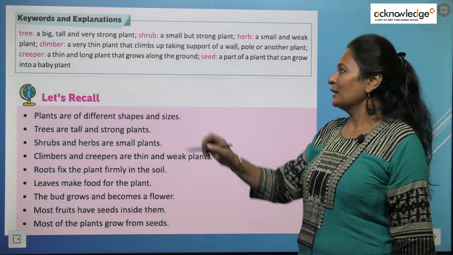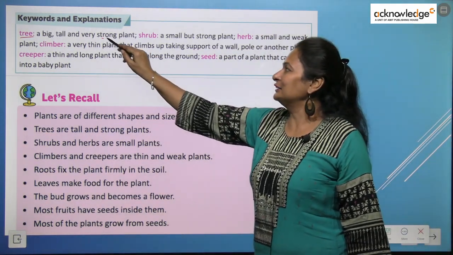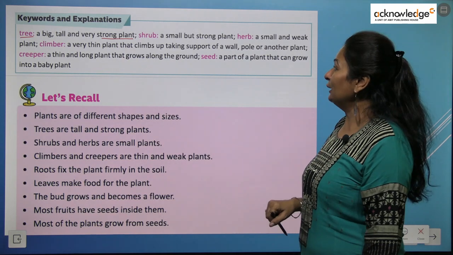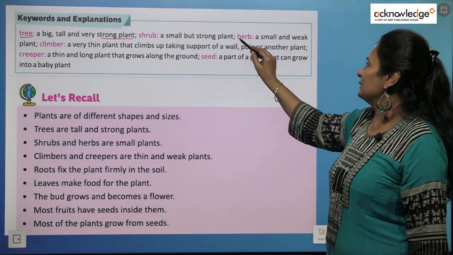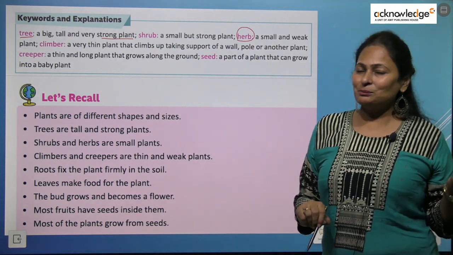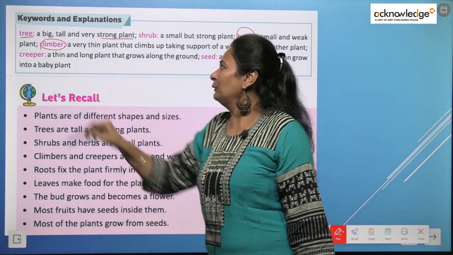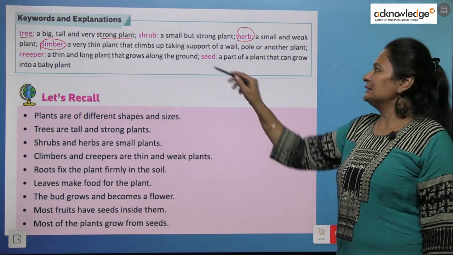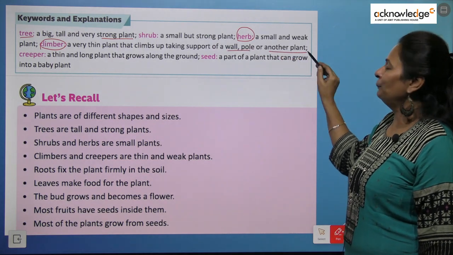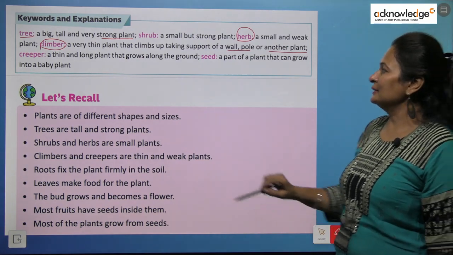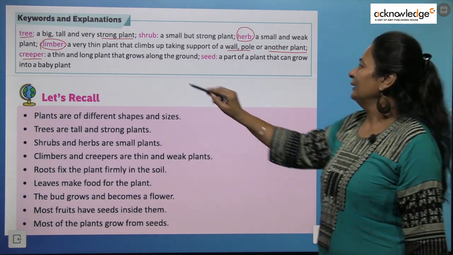We have discussed what is a tree. A tree is a big, tall and strong plant, right? Shrub. A shrub is a small but strong plant. What is a herb, kids? A herb is a small and weak plant. Climbers are very thin plants. They climb up taking support of a wall, a pole or another plant, right? Creepers are thin and long plants that grow along the ground.